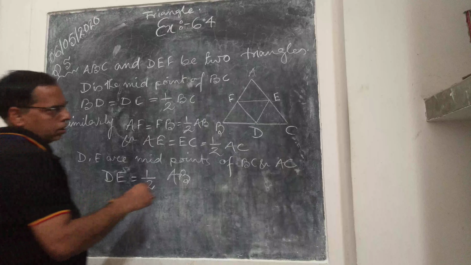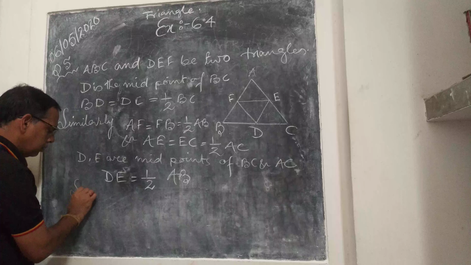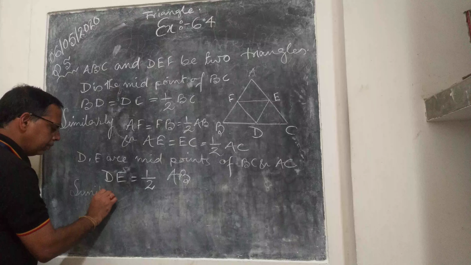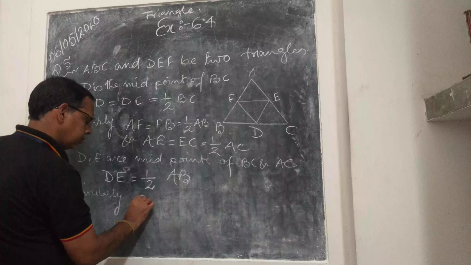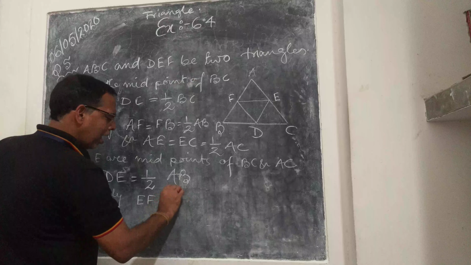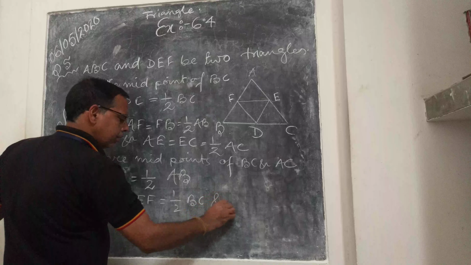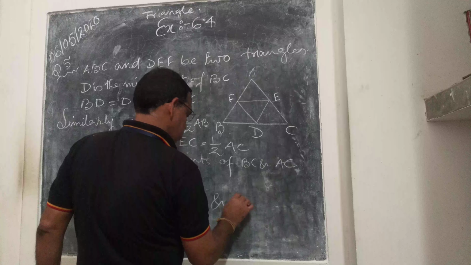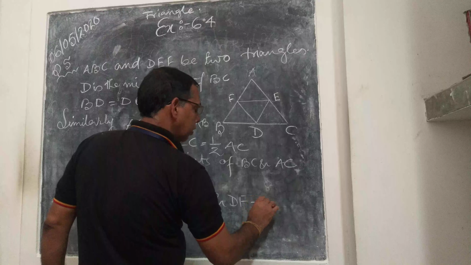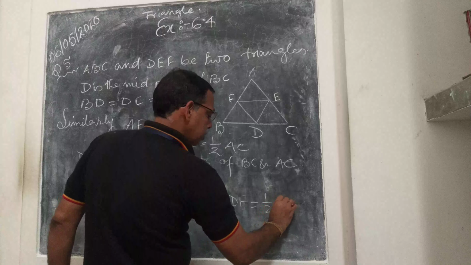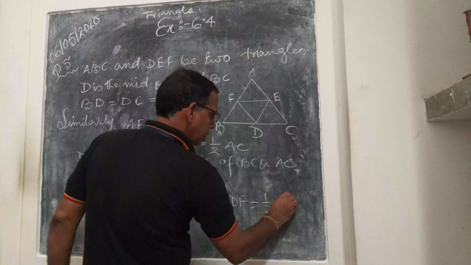Next, see, EF similarly equals half BC, and DF equals half AC.